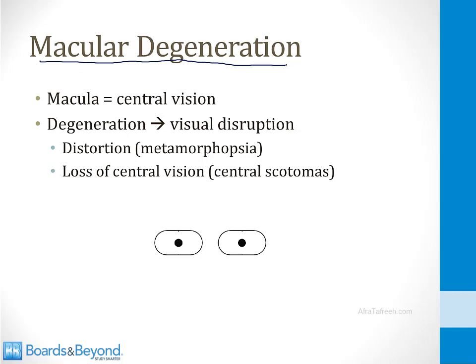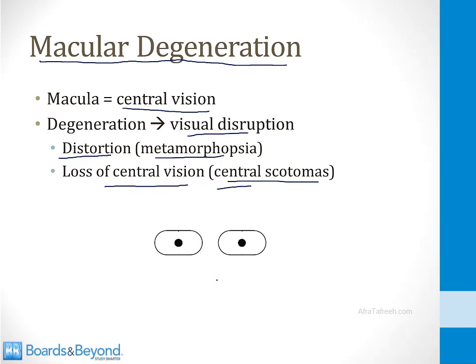In order to understand the vision problems associated with this disorder, you need to appreciate that the macula is very important for our central vision. Therefore, when it degenerates, this leads to a characteristic disruption of vision. First of all, there can be distortion of the visual fields. This is called metamorphopsia. In addition, there is often loss of central vision. This is called a central scotoma. A scotoma is a partial blind spot, and it's often central in the case of macular degeneration.